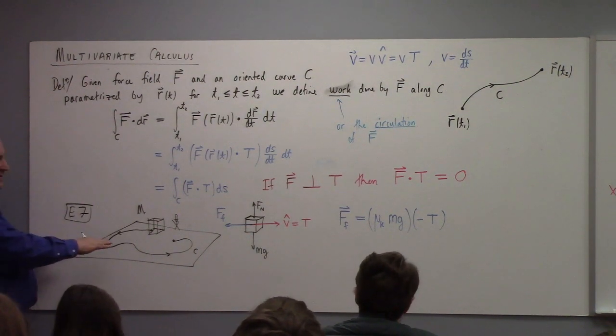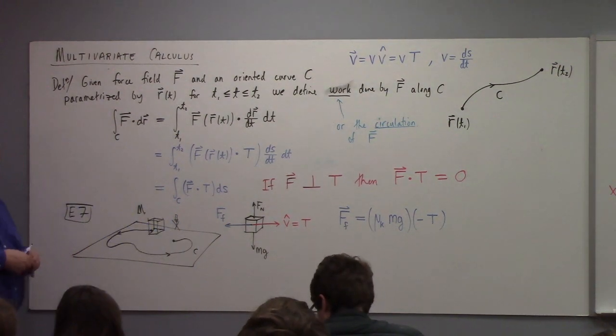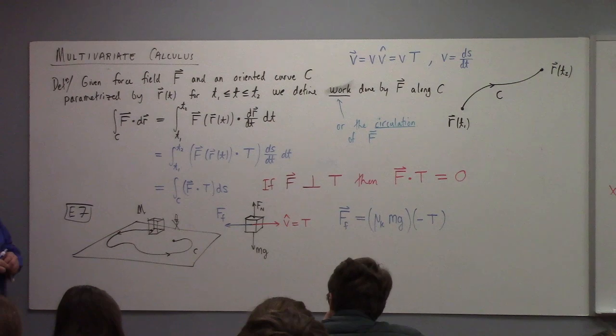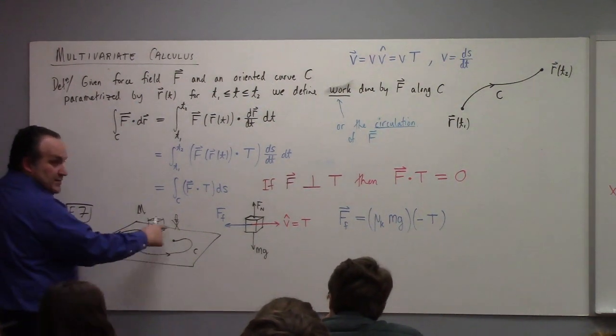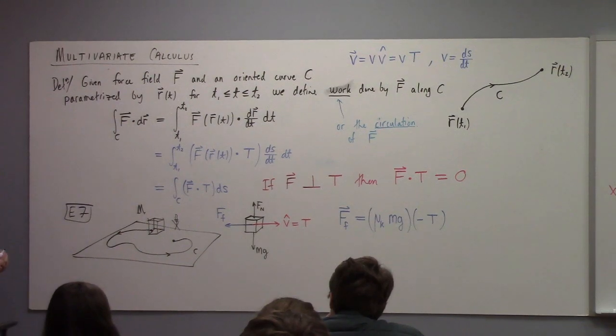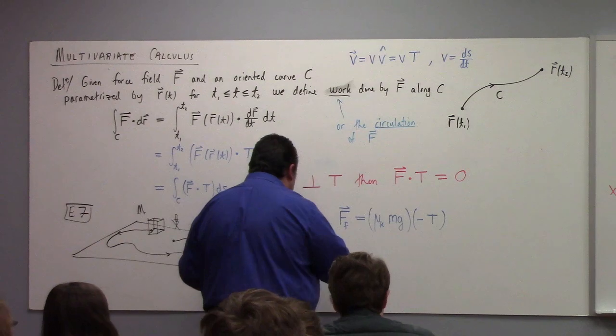So plane makes it easy in the sense that the magnitude of the force of friction is always just mu sub k mg. It's just that the direction is going to be changing because the motion goes in different directions. So anyway, let's get to it. What's the work done by the force of friction?